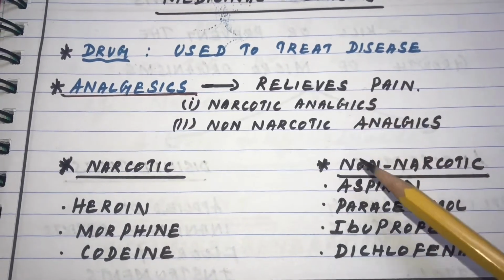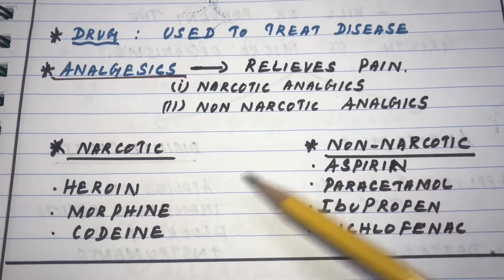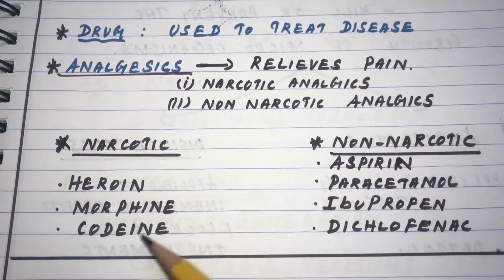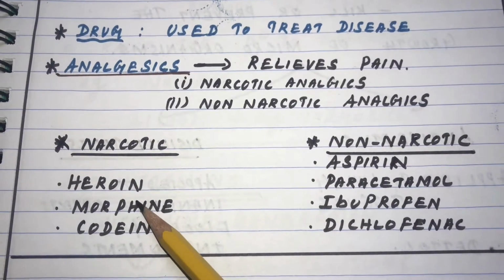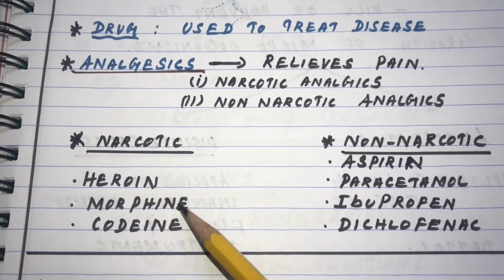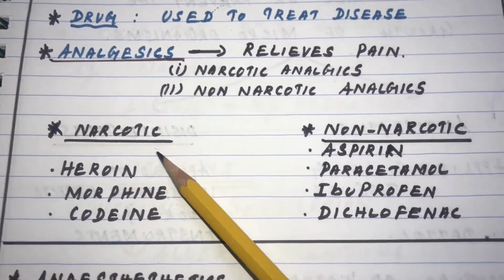There are two types of analgesics, narcotic analgesics and non-narcotic analgesics. Analgesics which relieve pain along with sleepiness are called narcotic analgesics. Example, heroin, morphine, codeine are examples of narcotic analgesics.